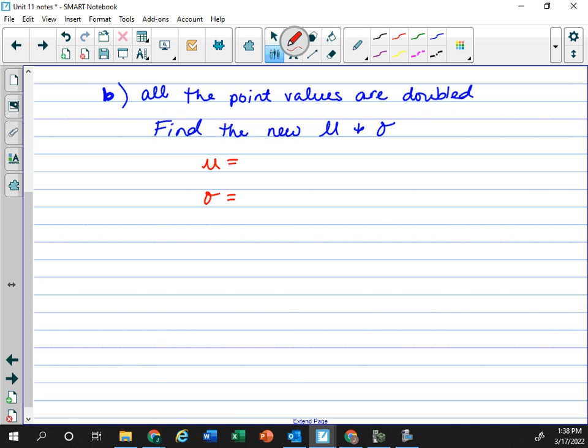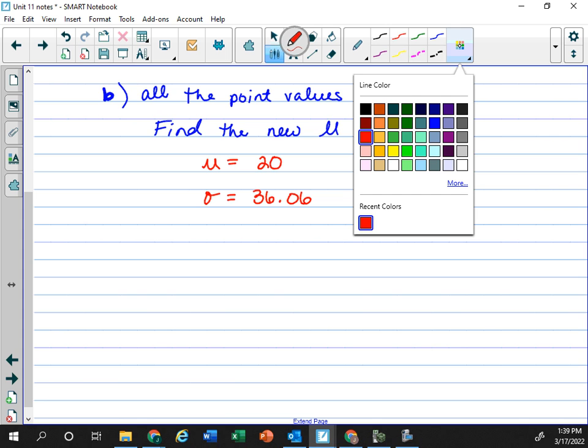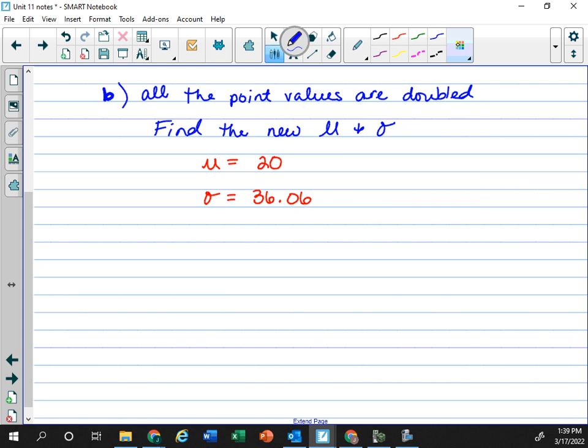What's the new mu? 20. What's the new sigma? I think it's 36.06? Wasn't it 18.03? Okay, maybe I'm not remembering right. Okay, so good. You remember when you are essentially stretching this, multiplying it by something, you just go ahead and multiply both the mu and the sigma by whatever that number is.